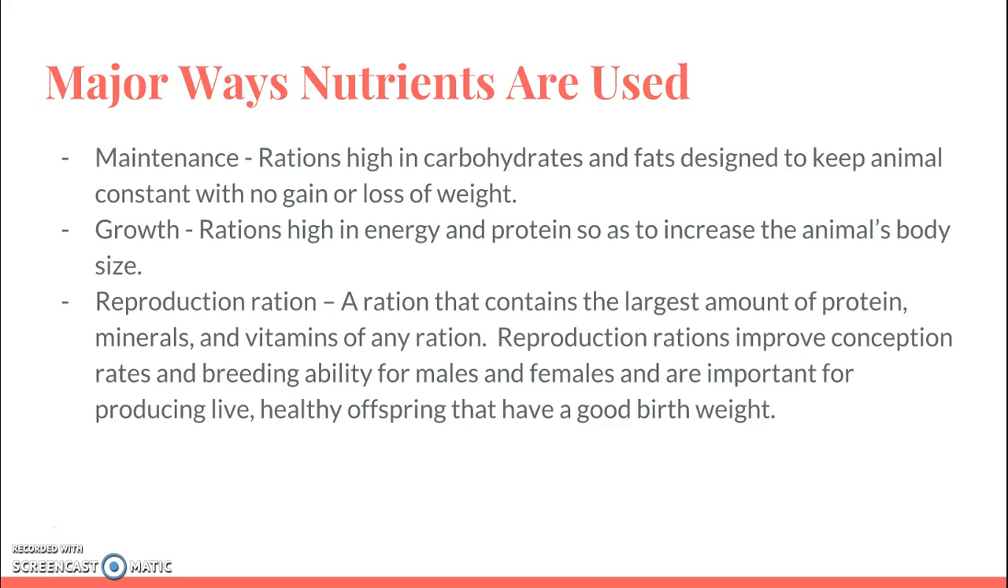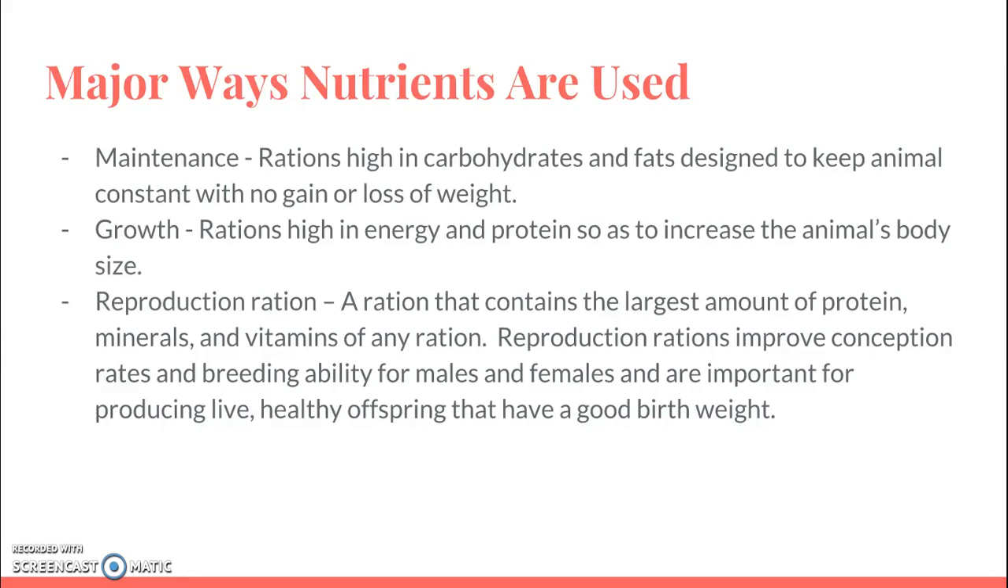There's a growth ration. Growth rations are rations that are high in energy, high in protein, and this increases the animal's body size. There's also a reproduction ration or a reproductive ration. This is a ration that contains the largest amount of protein, minerals, and vitamins of any ration. So reproductive rations improve conception rates, also breeding ability for males, conception rates for females, and they're very important for producing live, healthy offspring that have a good, solid birth weight.